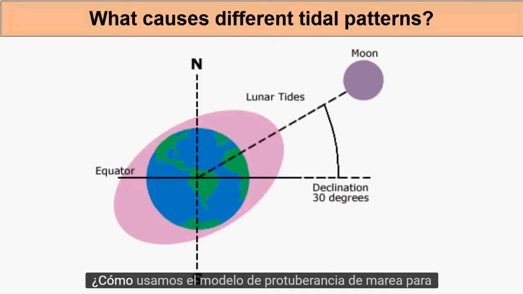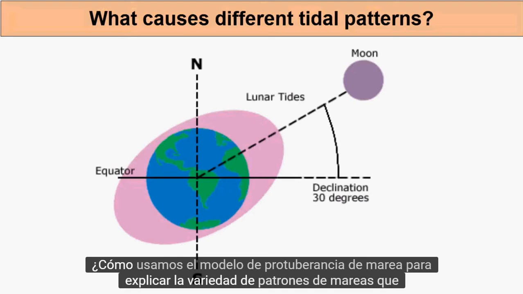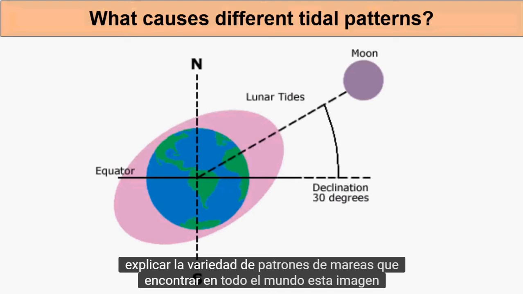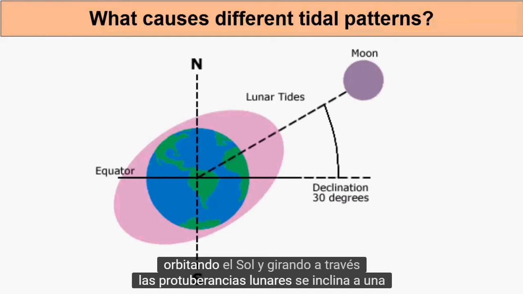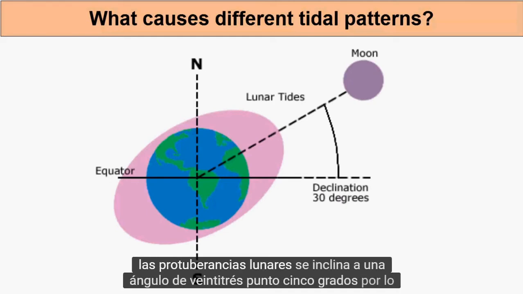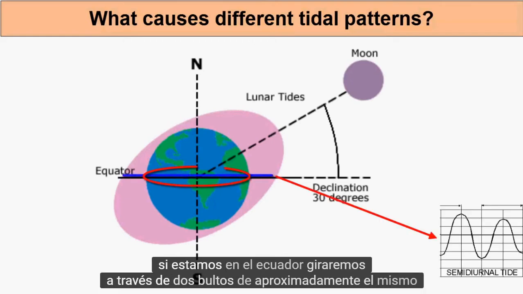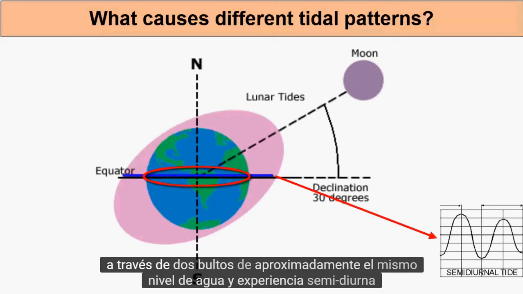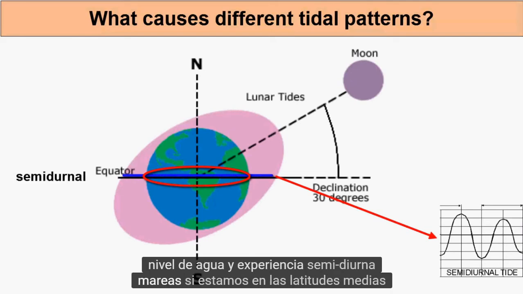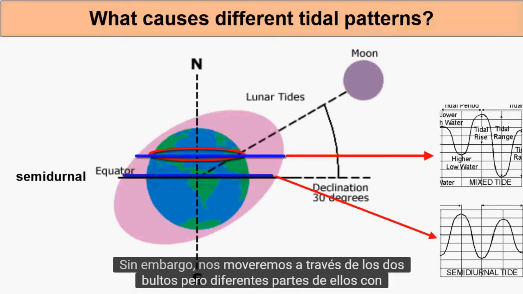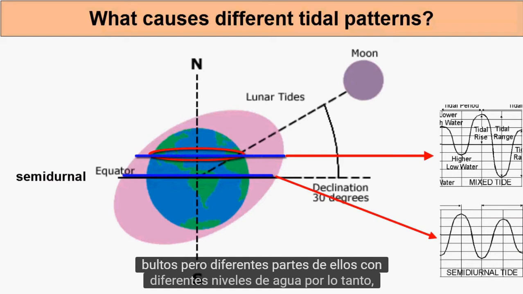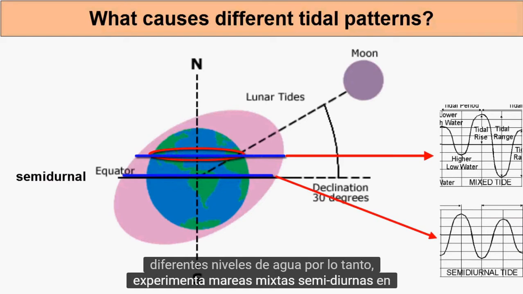How do we use the tidal bulge model to explain the variety of tidal patterns we find across the globe? This picture reminds us that while the Earth is orbiting the Sun and rotating through the lunar bulges, it is tilted at a 23.5-degree angle. So if we are at the equator, we will rotate through 2 bulges of roughly the same water level and experience semi-diurnal tides. If we are at the mid-latitudes, however, we will move through the 2 bulges, but different parts of them with different water levels. Thus we experience semi-diurnal mixed tides.